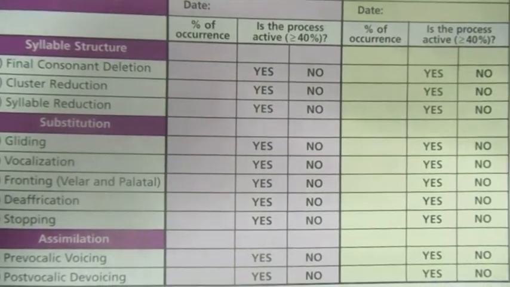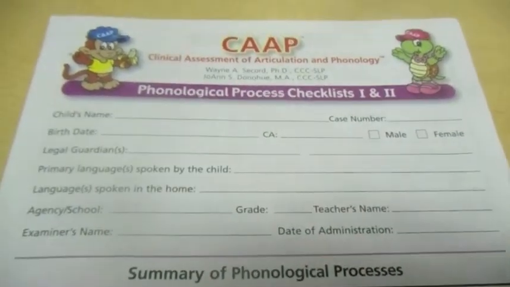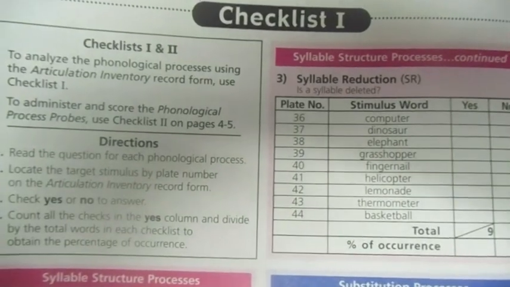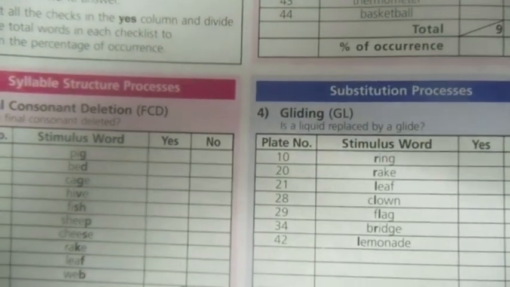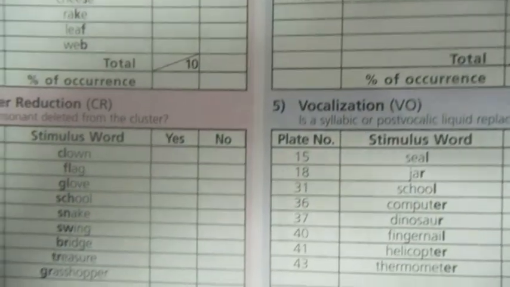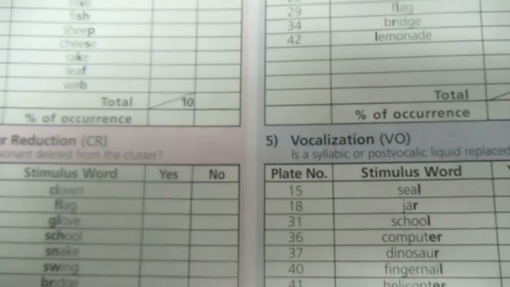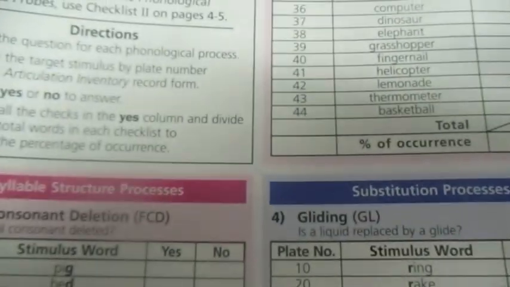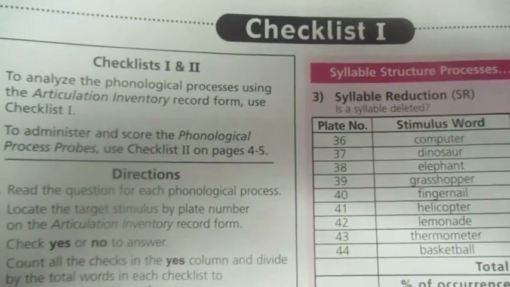It provides a way to assess the occurrence of phonological processes observed in the child's speech. Checklist 1 includes different boxes for each phonological process. Within each box are yes and no questions that are answered by referring back to the target words identified from the articulation inventory. For each phonological process box, all the questions answered yes are counted and divided by the total number of words in each checklist. By doing this, the percentage of occurrence is obtained.